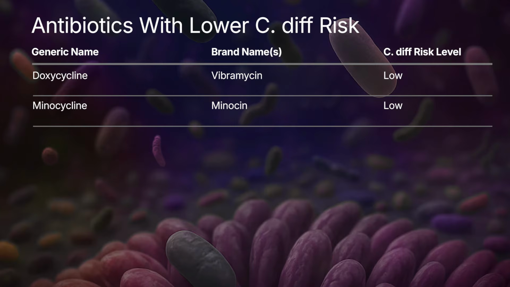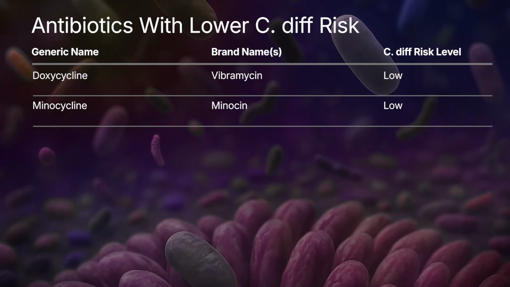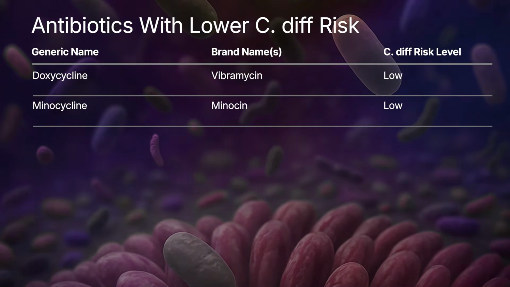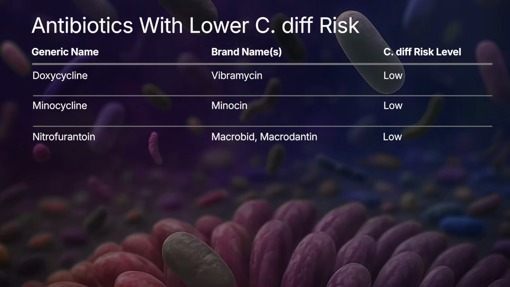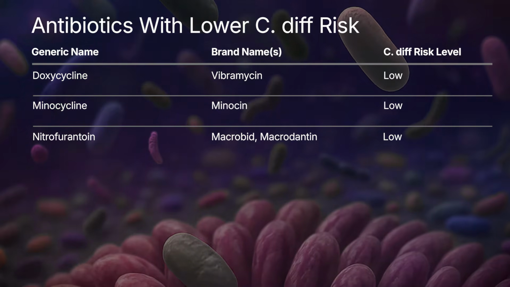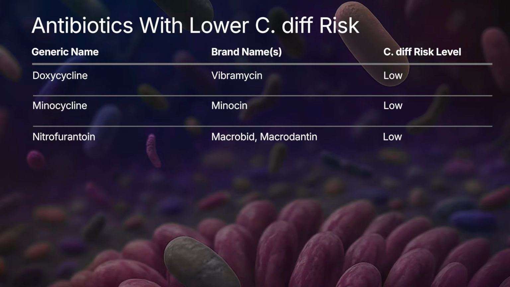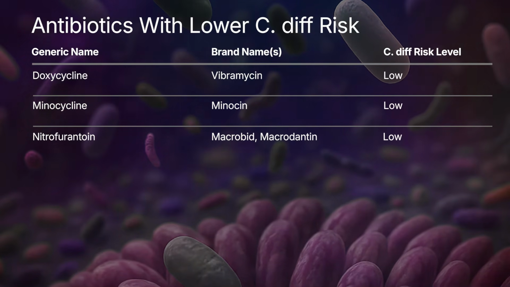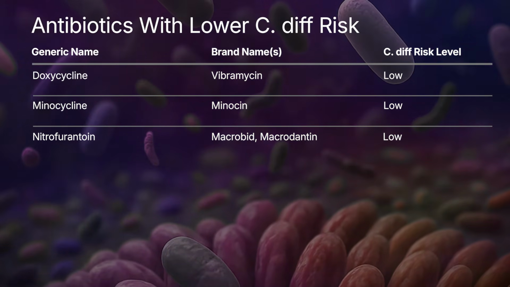difficile infection. Now, another antibiotic in this lower risk category is nitrofurantoin. Now, this one is often prescribed for urinary tract infections. While it isn't completely risk-free, there's a large U.S. study of more than 36 million outpatients. They found that its risk was much lower compared to broad-spectrum drugs like clindamycin or cephalosporins. But even these lower-risk drugs are not without their problems.